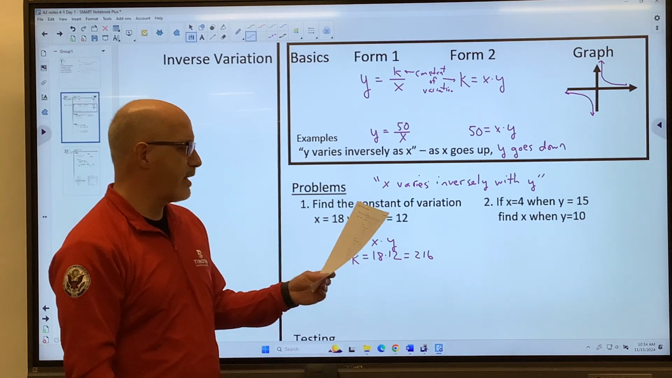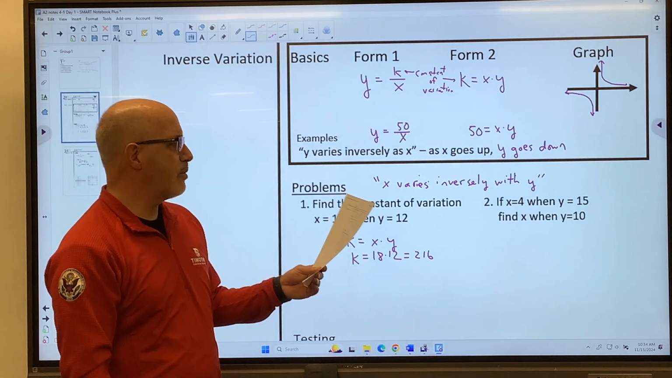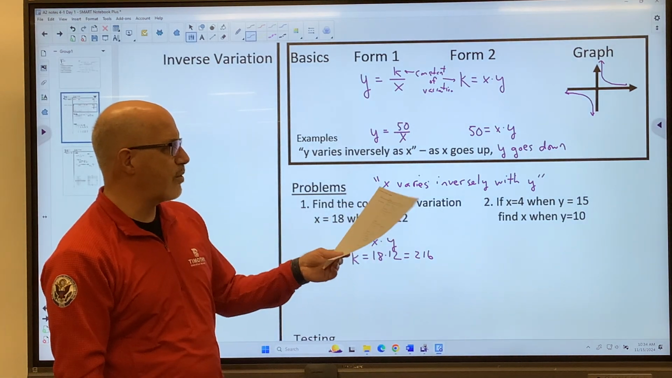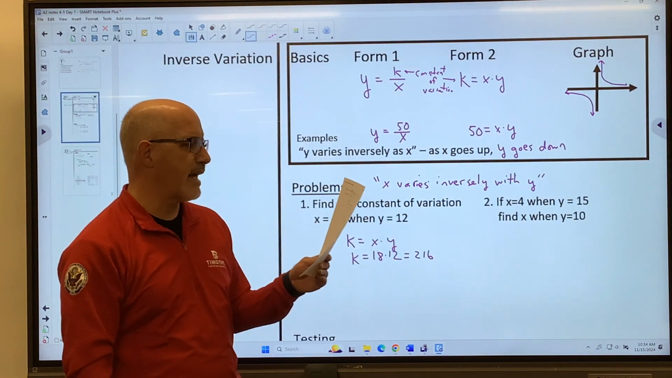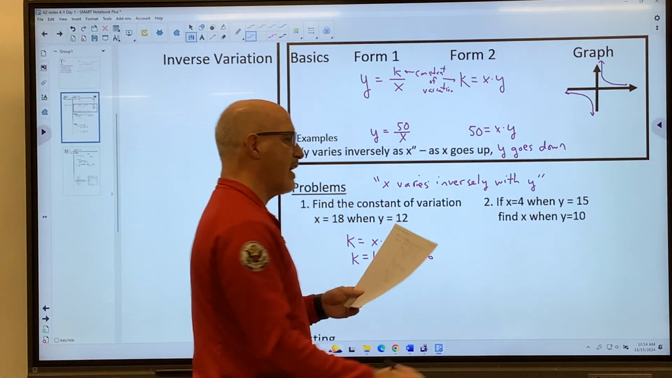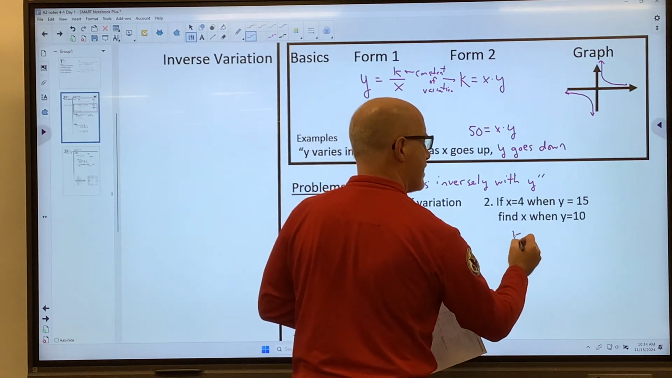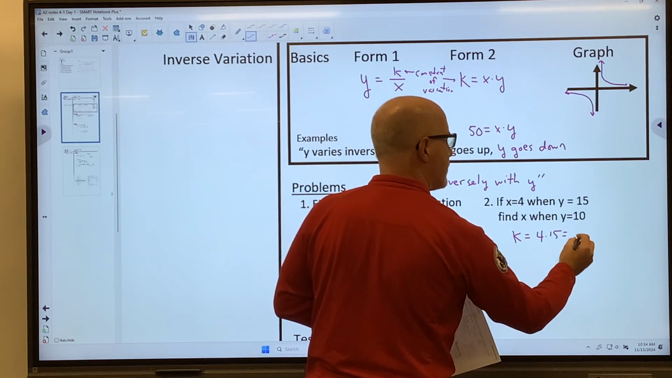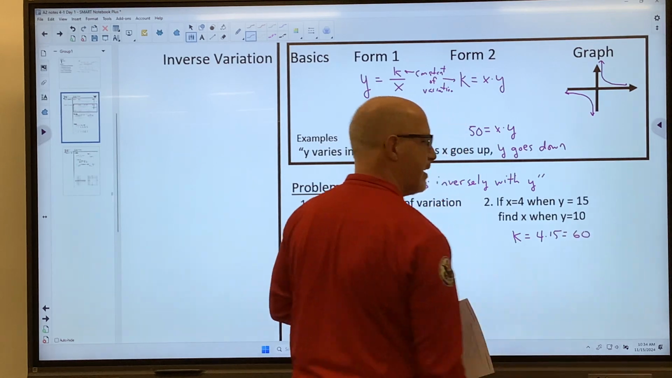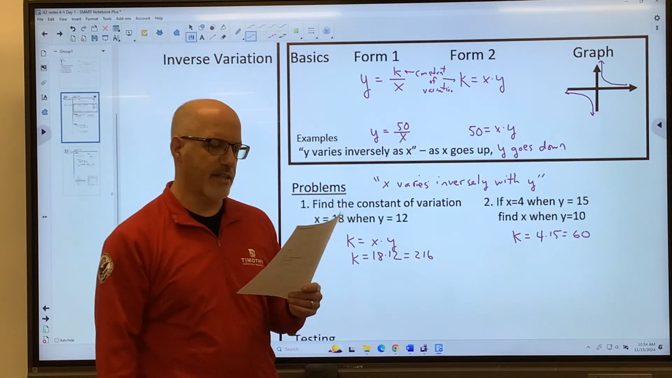Now this one over here: if x equals 4 when y equals 15, find x when y equals 10. When you do this, let's find the constant first. So constant equals 4 times 15. 4 times 15 is equal to 60. So that's now my constant.